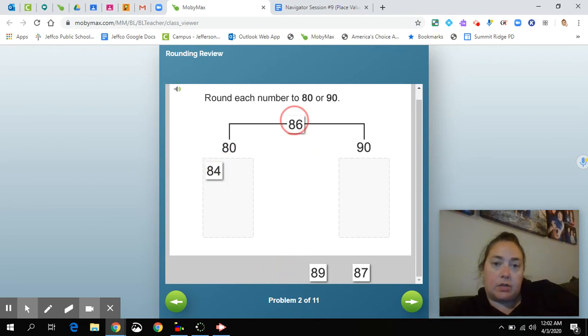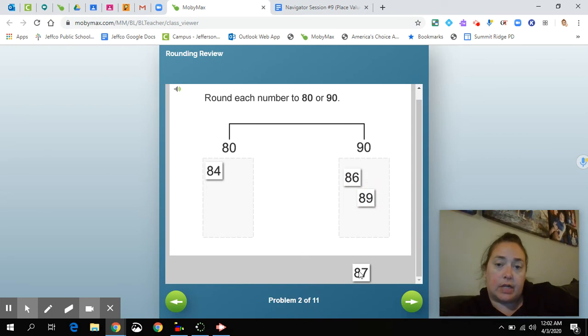86, well, 85 is in the middle. 86 would be to the right of that. So 86 is going to go closer to 90. 89 on the number line would be over here, really close to 90. So it's going to round to 90. And 87 is maybe about right there. So closer to 90 than it is to 80.